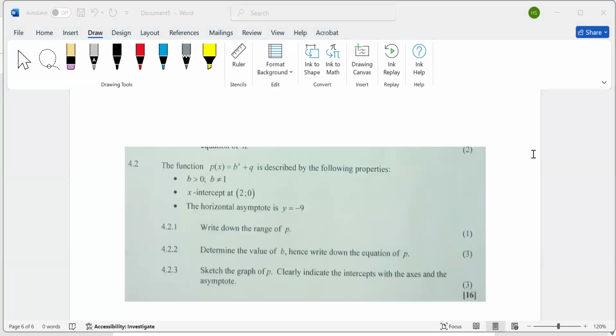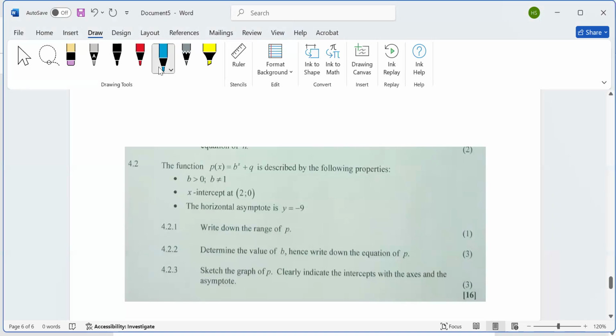This function here is something that we call an exponential function. Now, since it's an exponential function, just like a hyperbolic function, it has something that we call an asymptote. Let's go and read the statement here. We are told we have the x-intercept, which is (2, 0). We are also given the horizontal asymptote.